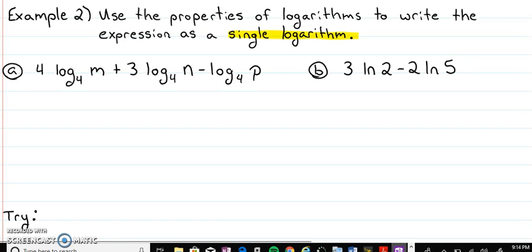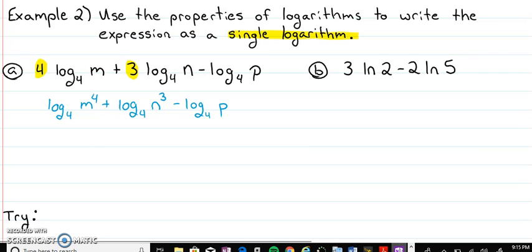Now the first thing we want to do is go through and apply our power rule. So like for A, I'm multiplying by 4, multiplying by 3, and I want to be able to rewrite those as exponents. So using our power rule, we can say that that's really log base 4 of m raised to the 4th power plus log base 4 of n to the 3rd power, and then we're not really changing log base 4 of p.